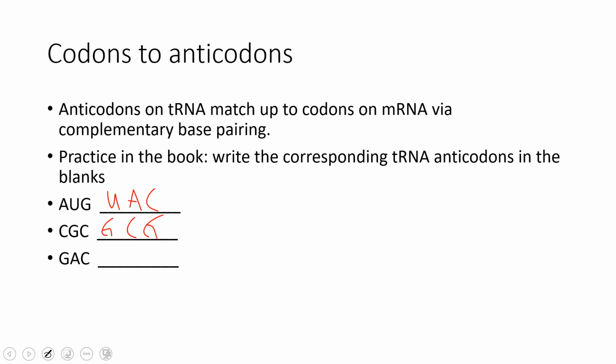And if GAC were the codon, then CUG would be the anticodon. So this would be on our recipe. This would be on the chef's assistant, so we bring the right ingredient to the chef.